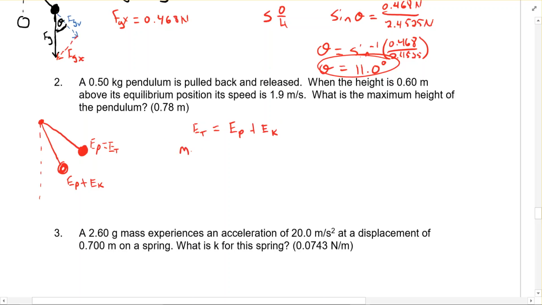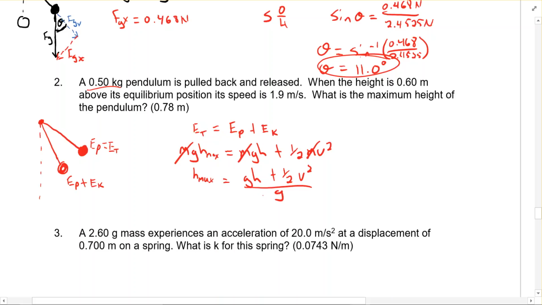So that's going to be mgh, and I'll put a little max beside it because it's going to be the max height. That's going to be equal to mg, just the h that it gives us, plus 1/2 mv squared. To make things a little bit easier, we didn't even need the mass, we can cancel all of our masses. Next, I'm going to divide everything by g. So h max is going to be g times h plus 1/2 v squared, all over g. If you plug in all of that, you can do that on your own, you'd end up with 0.78 meters.